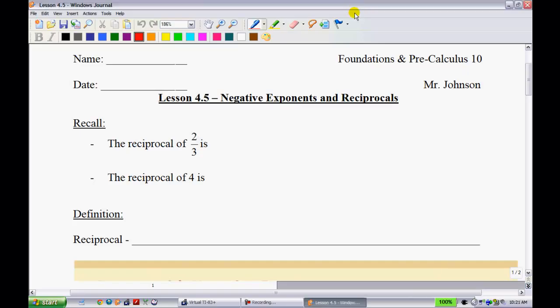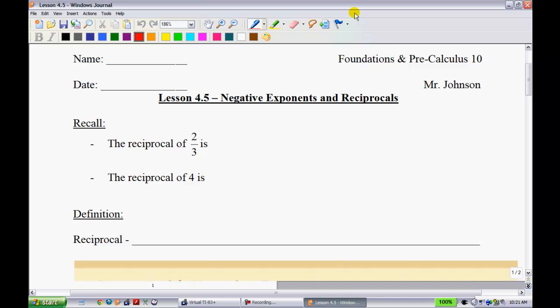Alright, lesson 4.5, negative exponents and reciprocals. What we're going to be doing in this lesson is taking the information that we've learned about dealing with fractional exponents in the previous lesson and kicking it up a notch. We might make them negative and see what happens there. Alright, so let's get this cracking here.